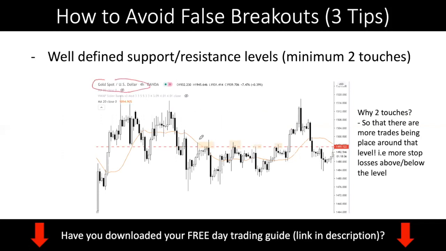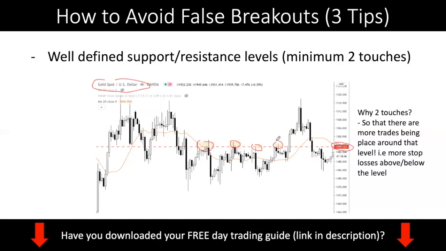Okay, this is the gold chart, and we are in H4, and you can see that this level, 1495, is a very strong level, a very well-defined level. Because you have one touch here, two touches, three touches, and four touches. So it meets the requirement of having a minimum of two touches.